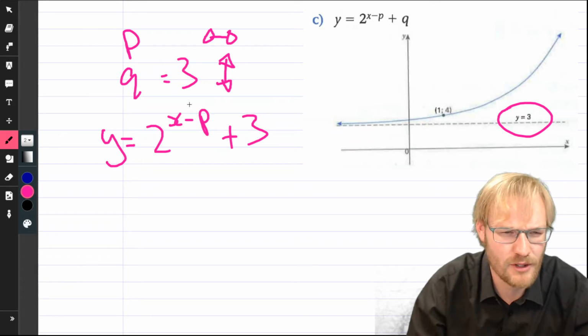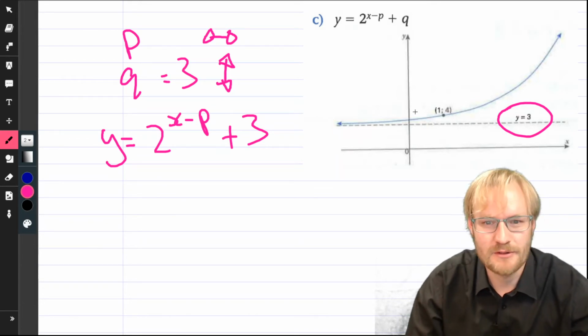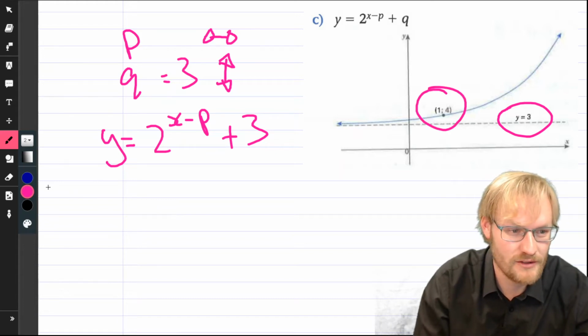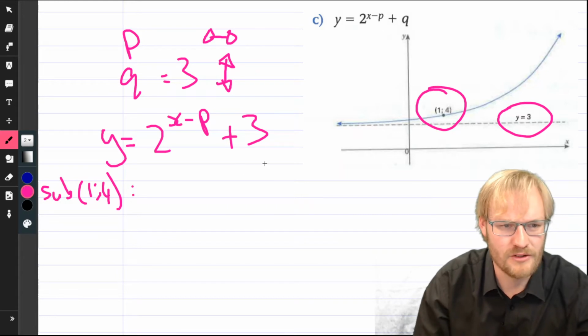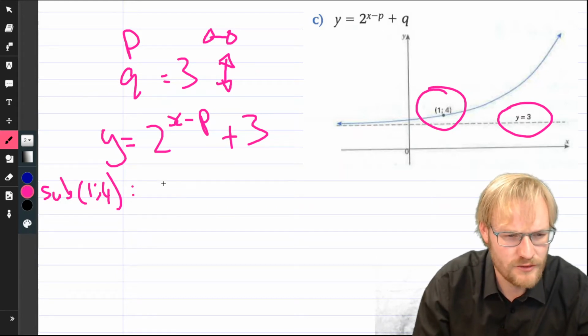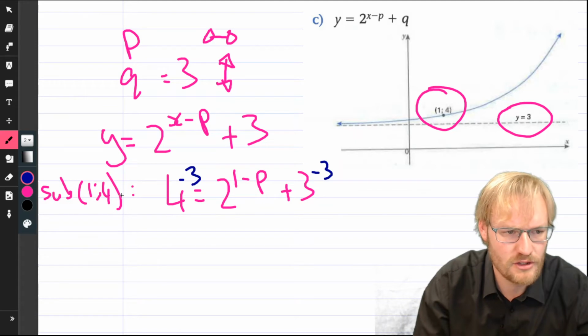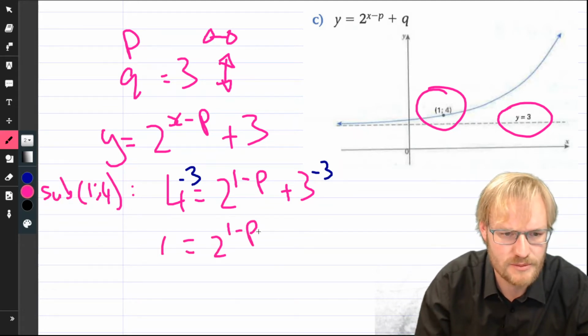Okay, how do we find out what p is? Seems to be a similar strategy each time. We're just going to sub this value in. This time I'm going to tell you sub 1, 4. And so our y value is 4, so 4 equals 2 to the (1 minus p) plus 3, since x is 1. Okay, got an equation to solve. Subtract 3 from each side. 1 equals 2 to the 1 minus p.